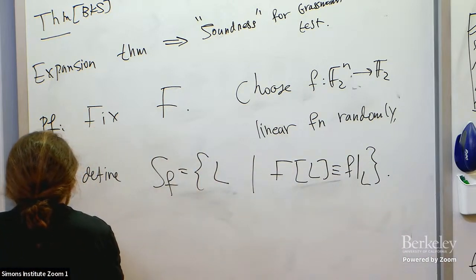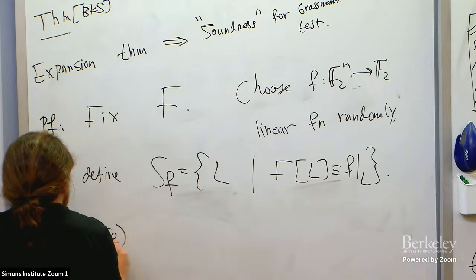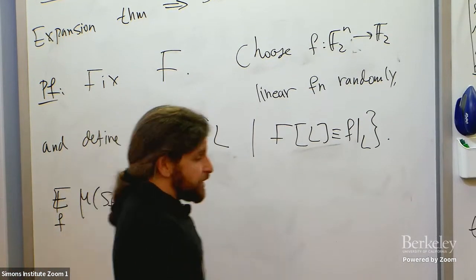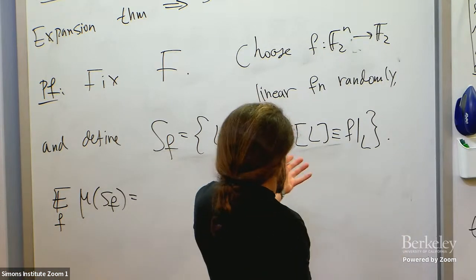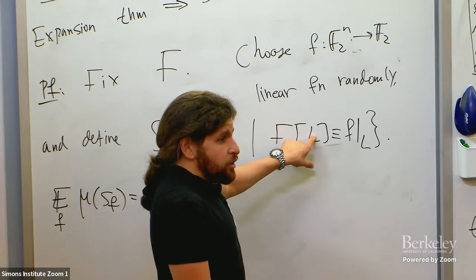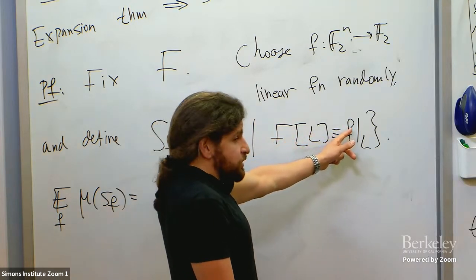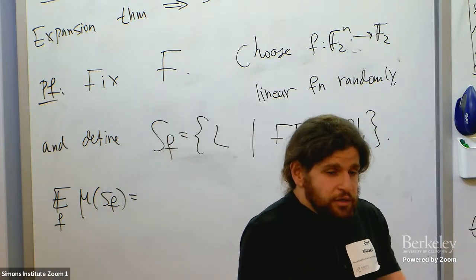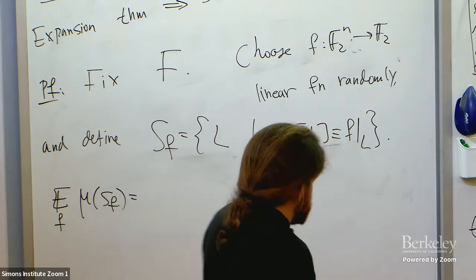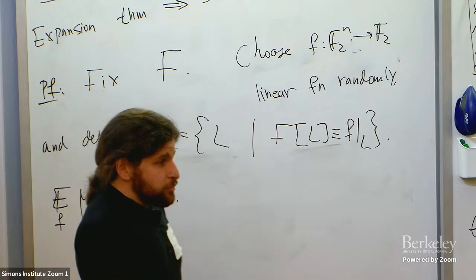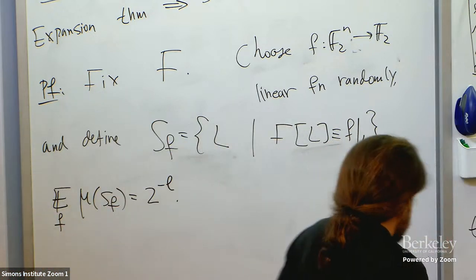What is the expected density? If you play around with this, you can use linearity of expectation, and then the question boils down to, for a fixed L, what is the probability that when I choose this function little f, it agrees with the assignment capital F on L? The answer is just 2 to the minus L. So the expected density is 2 to the minus L, which is very small. That's fine.